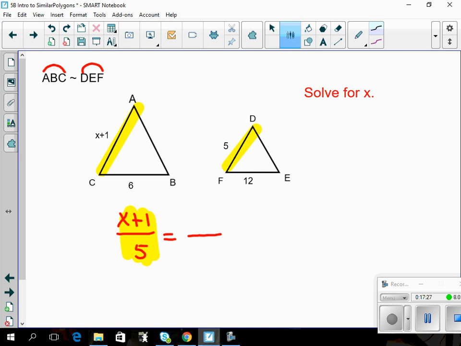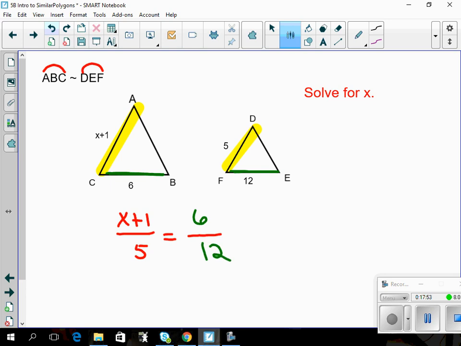Now I can write what over what? Where does the 6 go? On the left-hand side or on the right-hand side? Because we still have 6 and 12, do you agree? Where those numbers go is important. 6 is on the same side as x plus 1, so it goes over here. And then 12 goes here. Do you agree?